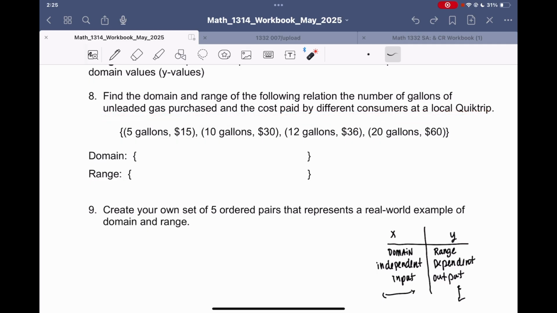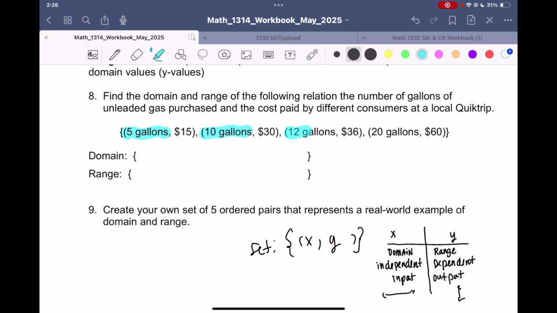So again, the x is first, and then you have y. So an ordered pair is x, y. And then it's named a set when it has those lines around it. So this is a set of ordered pairs. So 4 ordered pairs remain here. So we have x's are always first, and then y's are second.